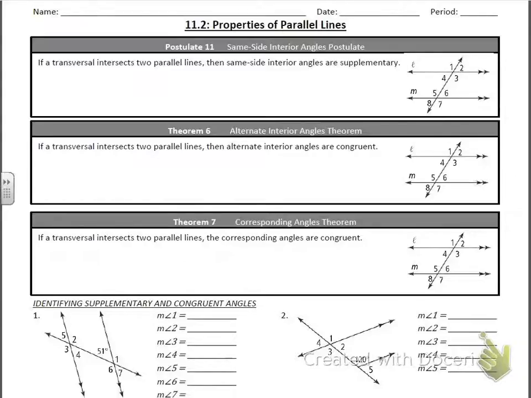And what it says is, if a transversal intersects two parallel lines, and that's the key, they have to be parallel, then the same side interior angles are supplementary. So, for example, using the image that's here, we could say that the measure of angle 4 plus the measure of angle 5 equals what? 180. And we would cite that as the same side interior angles postulate. Okay?